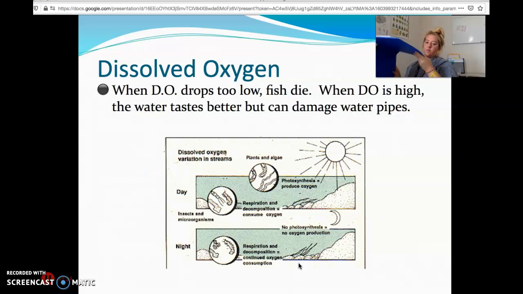So, like I said, when the dissolved oxygen drops too low, fish die. When DO is too high, water tastes better, but it can actually damage water pipes. So we need that sweet middle ground of the system. That is what is best for us and for our system.